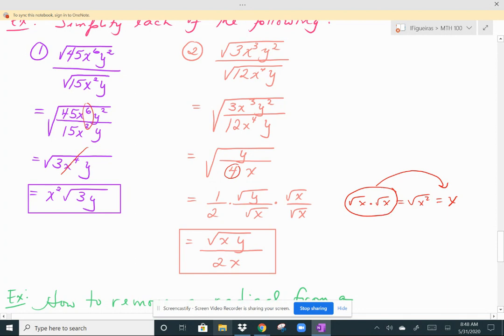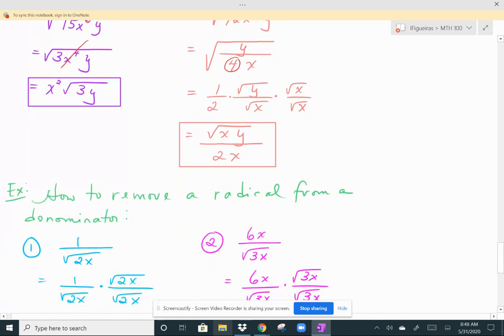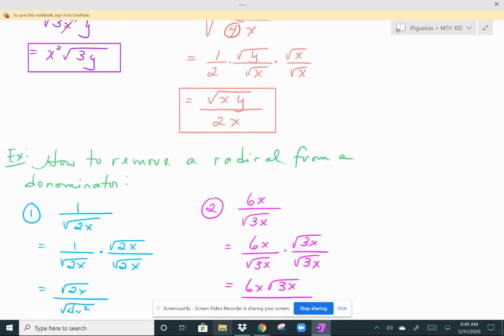Okay, so that leads us to formally expressing that rule, how to remove a radical from the denominator. One way is the way we did in the previous example, which is to just multiply the numerator and the denominator by the same radical that's in the denominator.